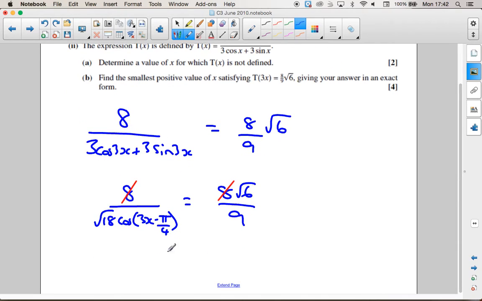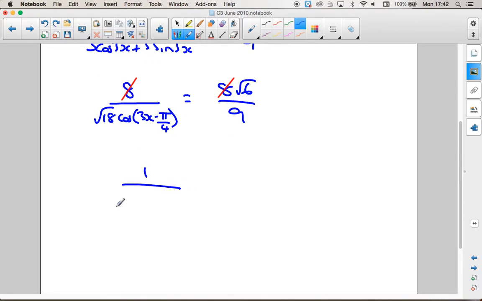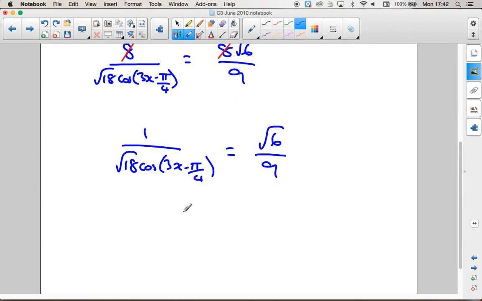So that gives us 1 over root 18 cos of 3x take pi over 4 equals root 6 over 9. So if we bring the denominators up, if we times by 9 and times by this denominator, we're going to get 9 equals root 6 times root 18, which is 6 root 3, cos of 3x minus pi over 4.